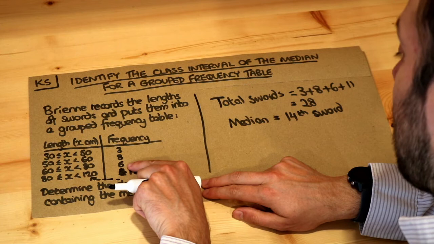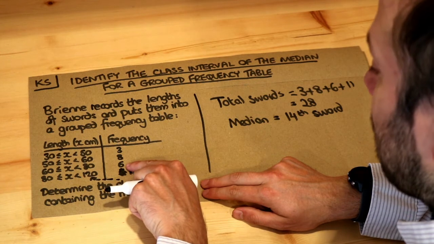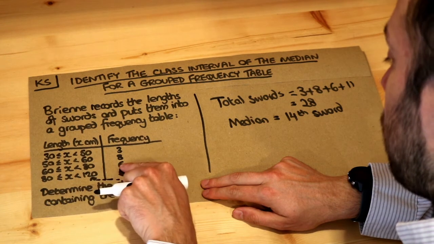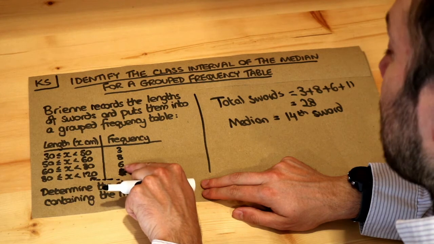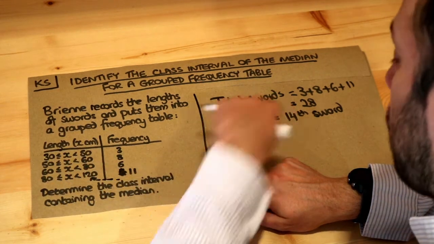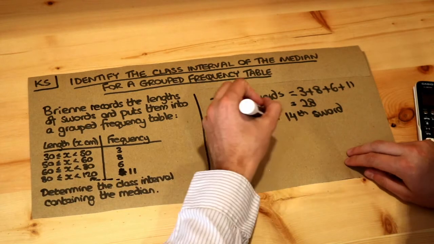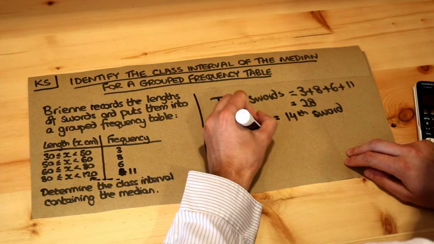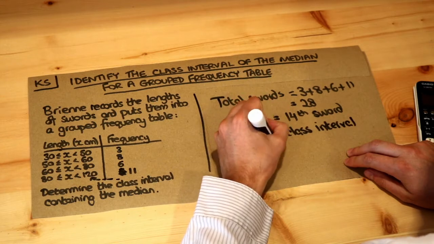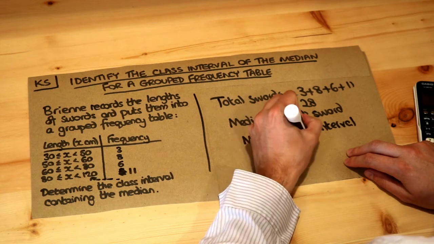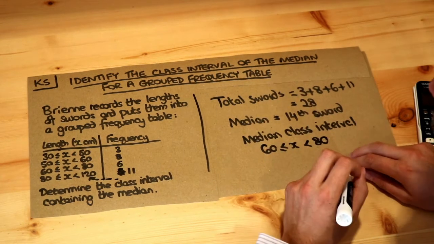But when we see the next 6 swords, by the time we've seen the next swords at the end of this interval, we would have in total seen 17 swords. So yes, we would have seen the 14th sword somewhere within this interval. So the median class interval is therefore 60 to 80. So let me just repeat that.